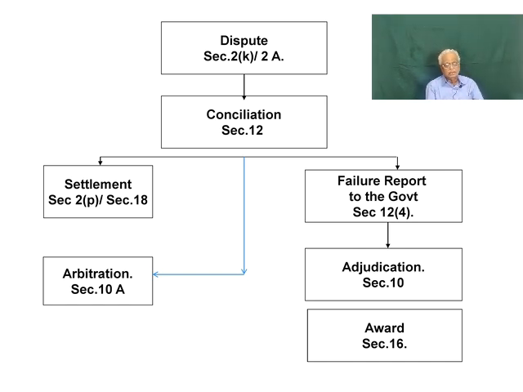If there is a settlement, then it is under Section 18. If the conciliation doesn't succeed, then a failure report goes to the government. The government will refer the dispute for adjudication under Section 10, and then the award is passed accordingly. But in between, as I told you already, even while the conciliation is in progress, if both parties agree that they will have an arbitration, then they can also go for arbitration under Section 10. This is how the dispute is going to be resolved.